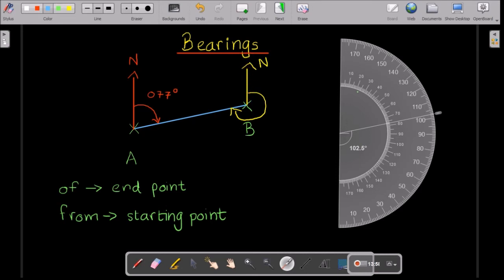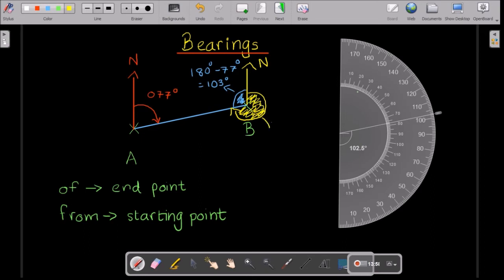The two north lines here are parallel to each other. If you watch the video on parallel lines, you'll notice that these two angles form co-interior angles or allied angles, and allied angles add up to 180 degrees. So in order to find this angle over here, I can do 180 degrees minus 77 degrees, which is 103 degrees.